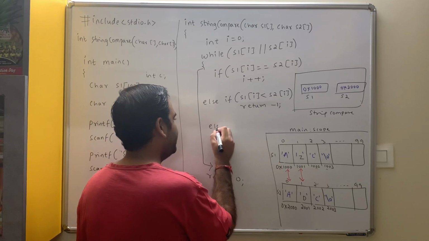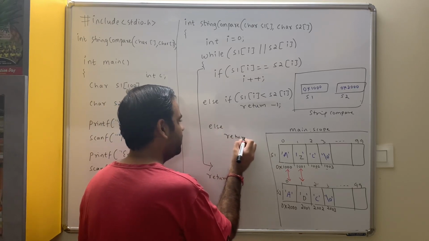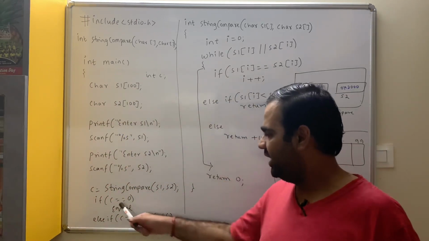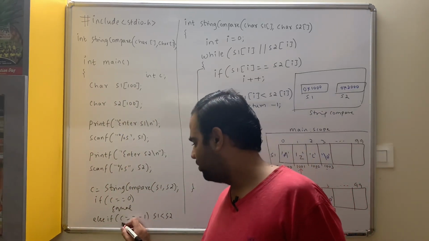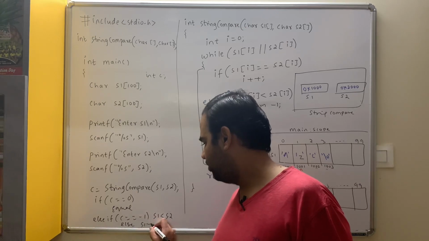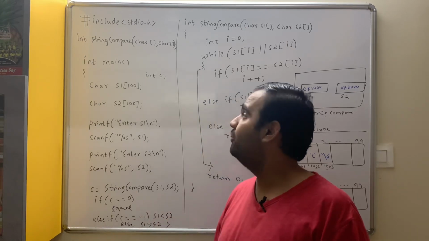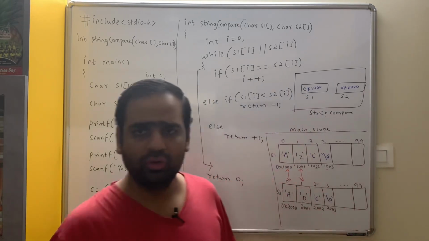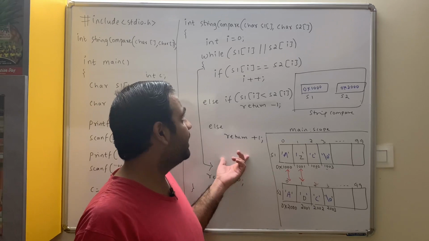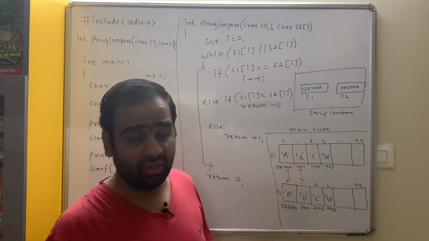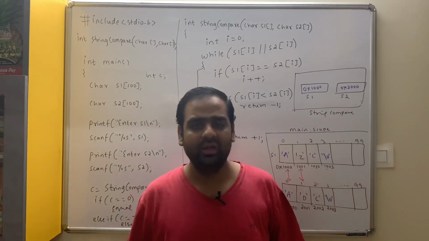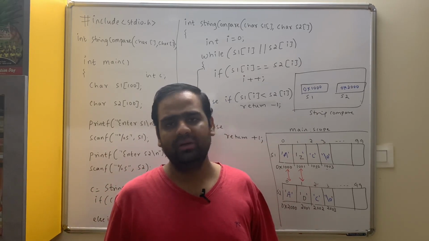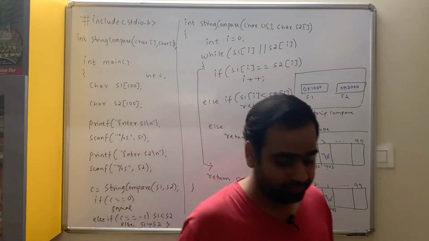Therefore, we say else, and what do I return? I return +1, or you can just write 1. +1 will be returned. C equal +1, no. C equal -1, no. We say else, S1 is greater than S2, and we stop the main function. This is how we compare the two strings character by character and return the answer. Now please pause the video over here and make the appropriate notes, then we will see how do we use the built-in function strcmp. Thank you.